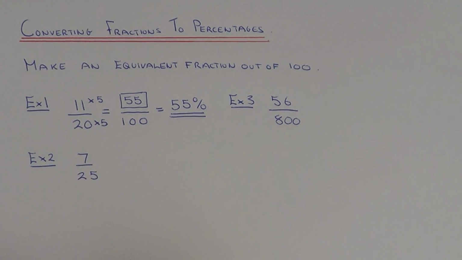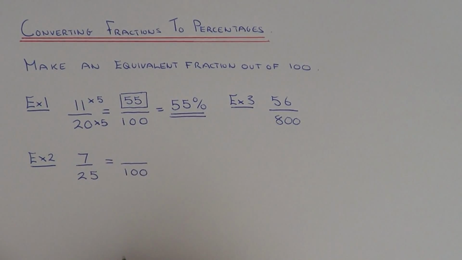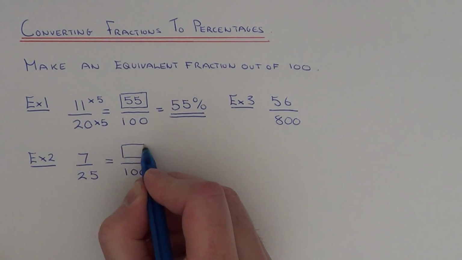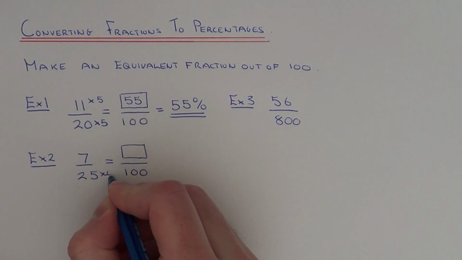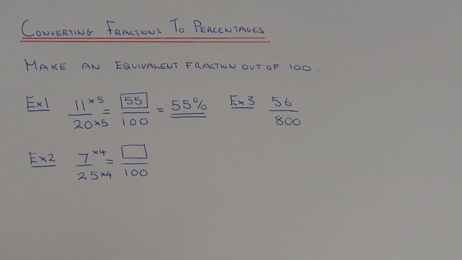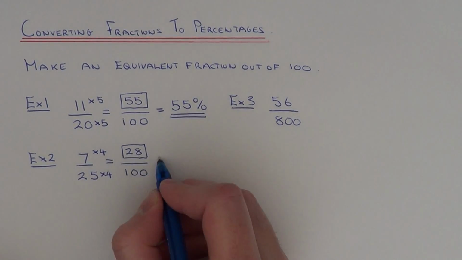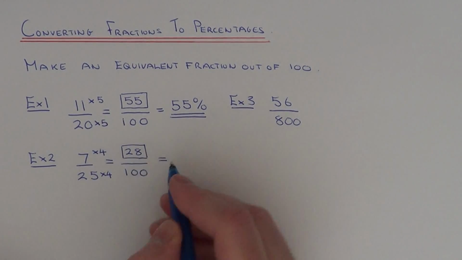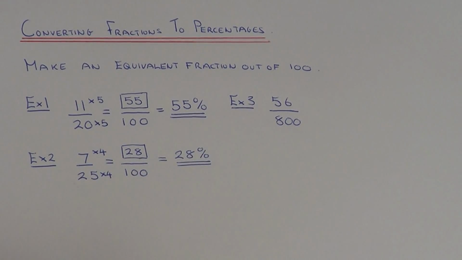So let's move on to example 2. This time we've got to convert 7/25ths to a percentage. So again, make an equivalent fraction out of 100, and we just need to figure out what goes on the numerator. So how many times does 25 go into 100? We've got 25, 50, 75, 100. So if we multiply 25 by 4, that makes 100, and the numerator must also be multiplied by 4. So 7 times 4 is 28. So 7/25ths is equivalent to 28 hundredths. So our percentage is the 28 on the numerator of the fraction. So it's 28%.